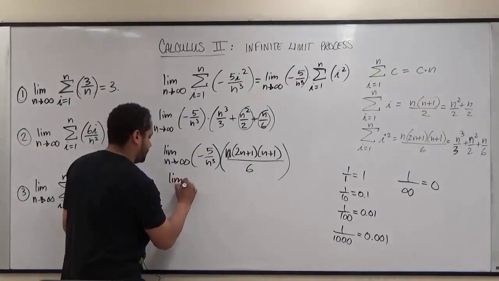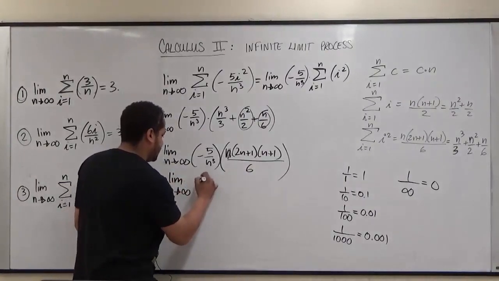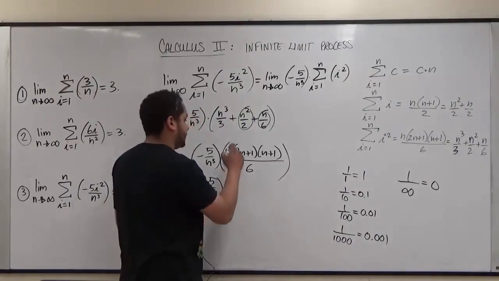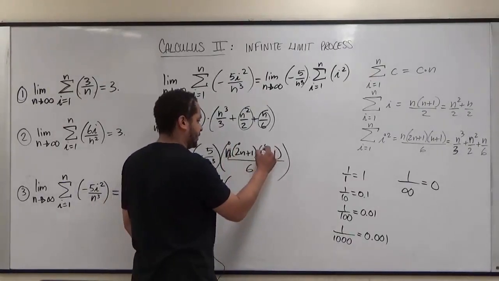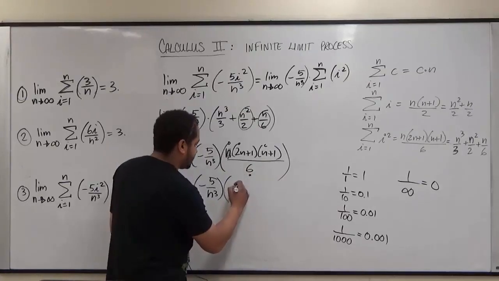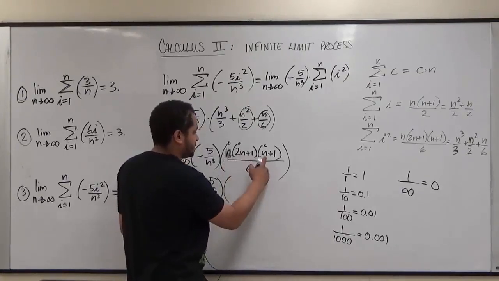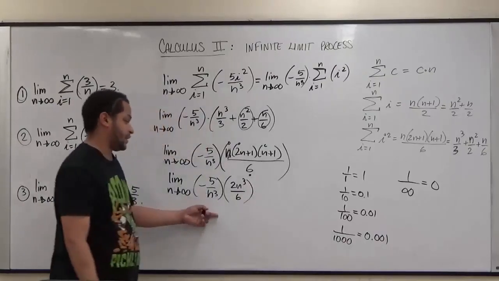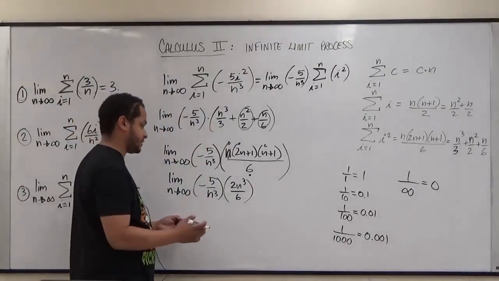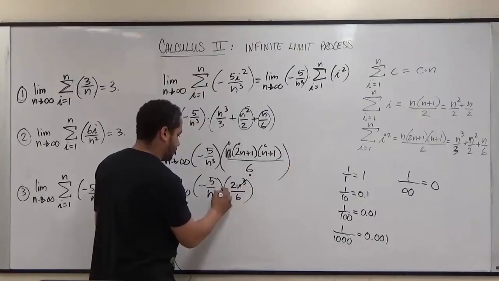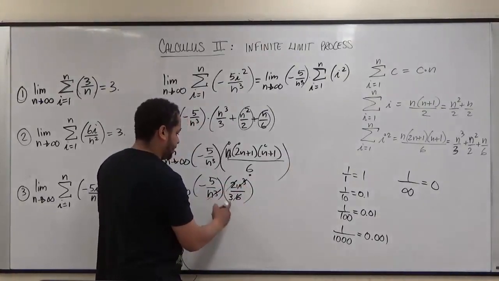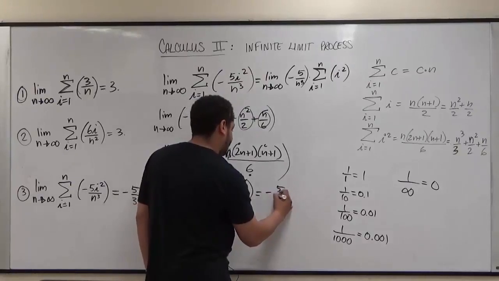And so I'd have the limit as n approaches infinity of negative 5 over n cubed, multiplying solely on the multiplication of these 3 leading terms over this denominator. So I have n times 2n times n is 2n cubed over 6. And this is going to create the actual solution for my limit process. Everything else is just going to go away. The n cubed with the n cubed. The 2 and the 6 make 3. And there's my solution, negative 5 over 3.